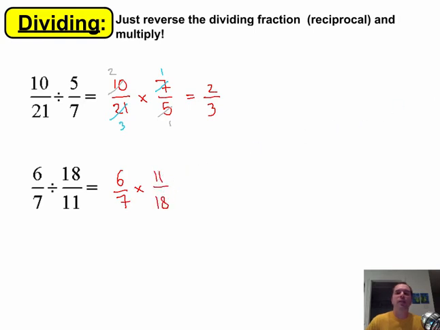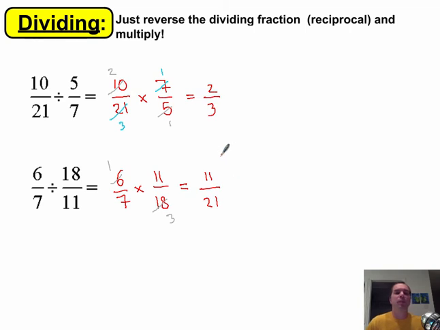I check to see if there's anything that can be simplified, and yeah, the 6 and the 18 can be simplified. If I divide both of them by 6, I'm going to get 1 and 3. The 7 and the 11 cannot be simplified, so that's as far as I can go. Equal 1 times 11 is 11. 7 times 3 is 21. And that's my final answer.